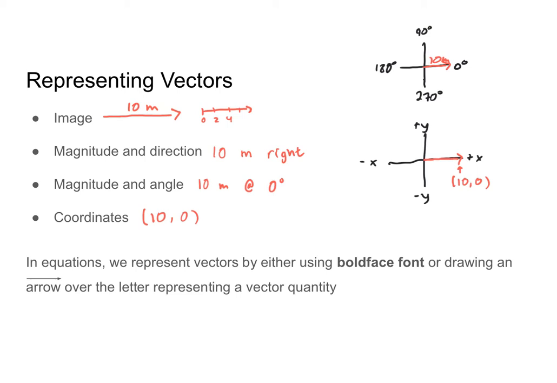Finally, you should know that when you are looking at an equation, we're going to represent vectors by either using bold-faced font or drawing an arrow over the letter representing a vector quantity. And that is why both displacement and velocity are drawn with arrows over top the letters. The reason that we use arrows when we're doing something handwritten is because it's really hard to differentiate between bold-faced font and regular font with handwriting. So in a textbook, you'll see things bolded. When you write it, you should put the arrows on top.